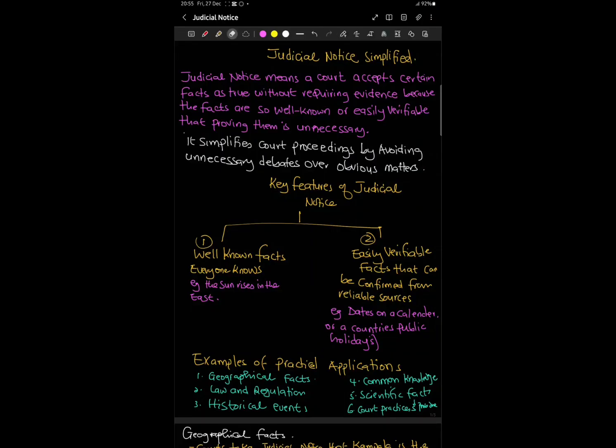Today we are going to discuss judicial notice simplified, but I'm going to explain it to suit a lay person. Like if they were to ask you what is judicial notice, of course this is under the law of evidence. What we came up with is that judicial notice means that a court will accept certain facts as true without requiring evidence because the facts are so well known or easily verifiable that proving them is unnecessary.